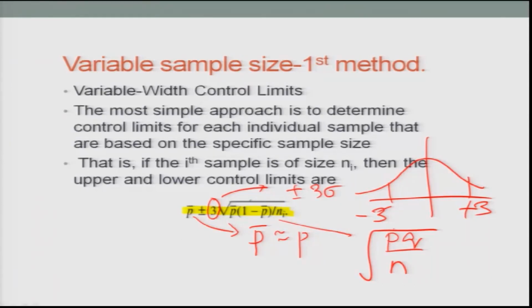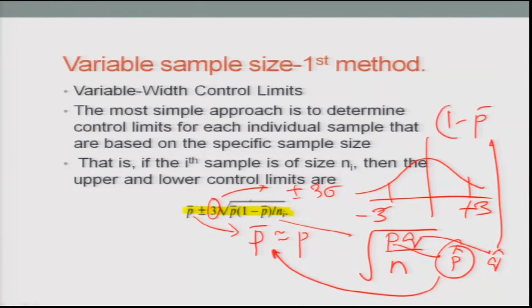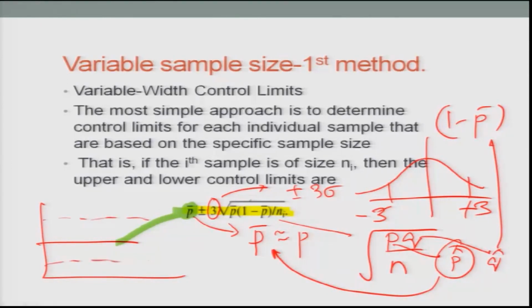Now, in case p is not known, you will replace p with p hat, q with q hat, and this p hat is basically p bar and this q hat is basically 1 minus p bar. Then the average value, the central line, is given by this one, I will change the color. This will be for this one with a minus sign.